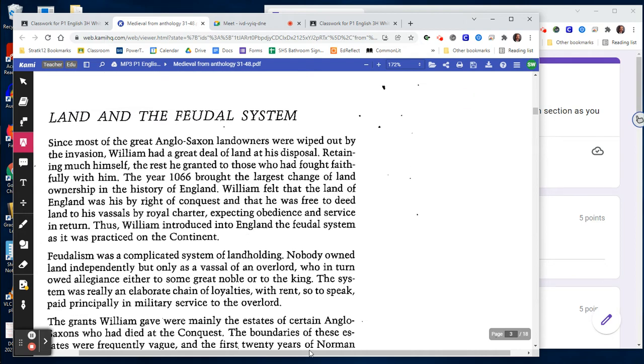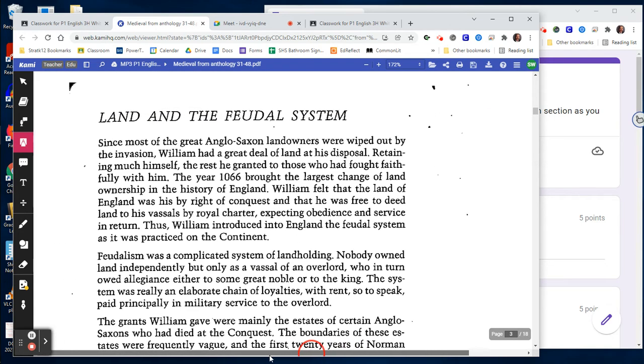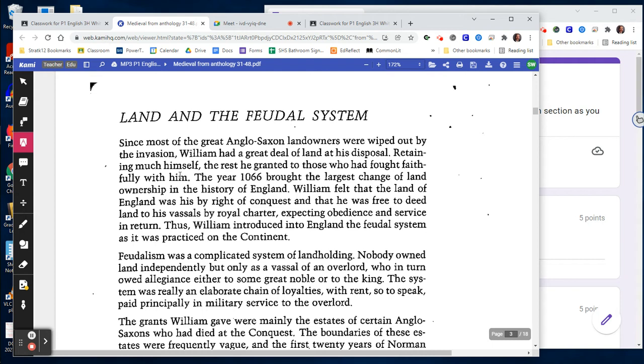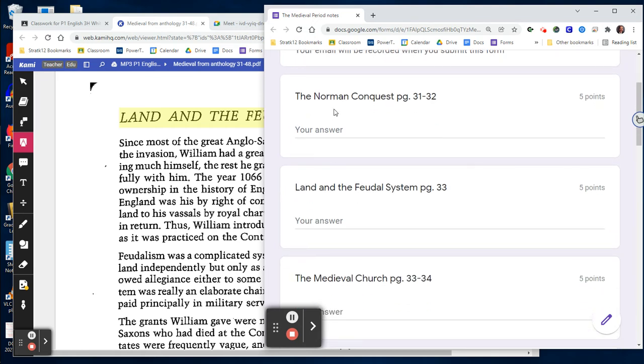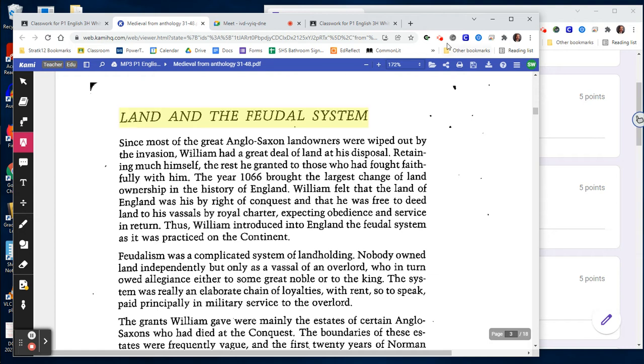Okay. One of the main reasons we're reading this is to find out about the feudal system, land in the feudal system, but this is a new heading, land in the feudal system. So that means at this time, we could go to the notes and put some notes about the Norman conquest in there. So I'm going to pause for a second.